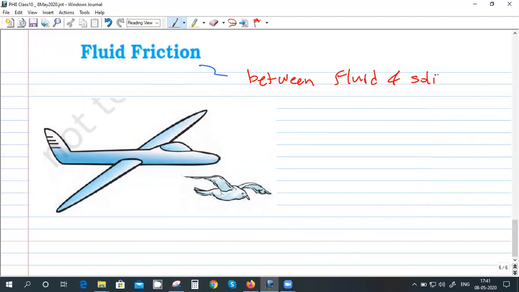And what is a fluid? So a fluid is air or water. By definition, liquid or gas. Both of them flow. That's why they are combined and called a fluid. Okay. Right. So this is the airplane. Does it experience fluid friction? Yes, sir. It experiences fluid friction between air and it.